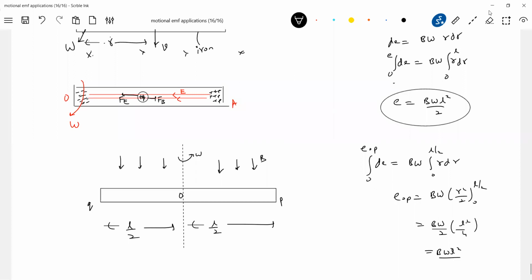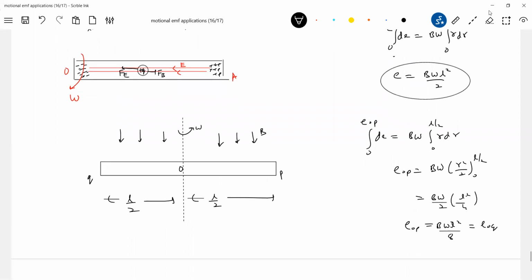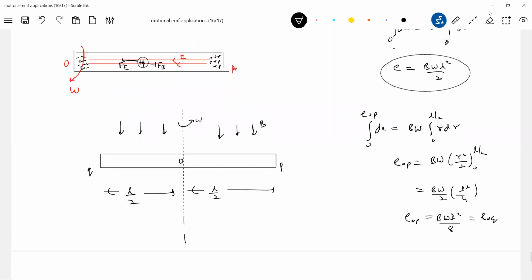B omega L square by 8. I think for EOQ also the same thing, magnitude. Both the lengths are L by 2, no? Then what to do this? If you are trying to replace this end will be, which end will be positive? Again, take positive charge inside that and B bar.